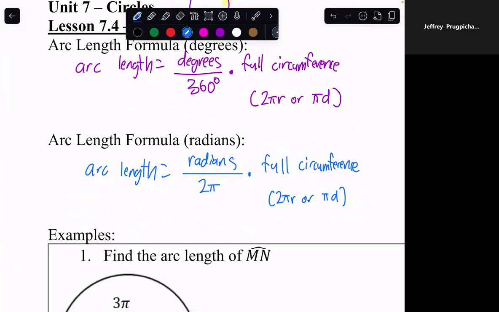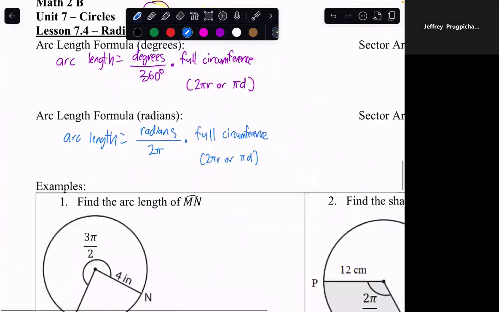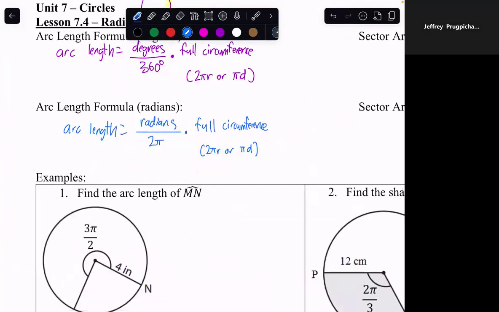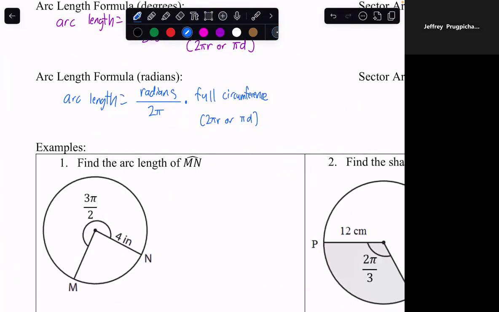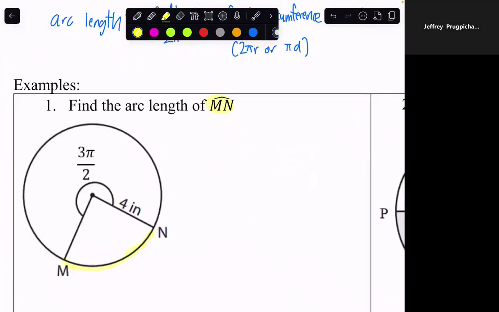Okay, so let's do an example together of finding the arc length when the angle is in radians. I asked us to find the arc length of MN. Remember, 2 letters means it's a minor arc. So MN is this one, not this one, not the long way around. So this one's going to be a little bit of work, because we don't know the central angle and we don't know the arc measure. But we were told that this angle out here is 3 pi over 2.